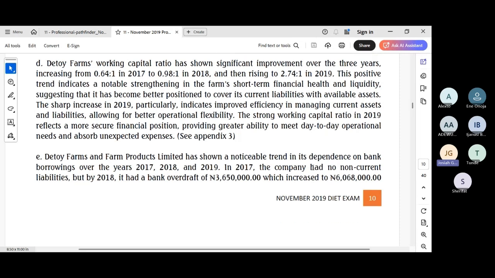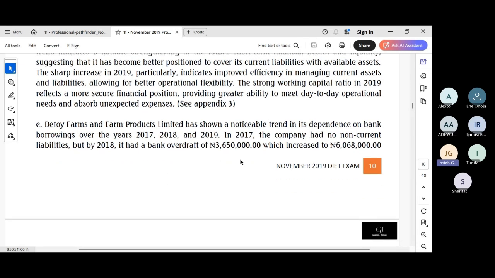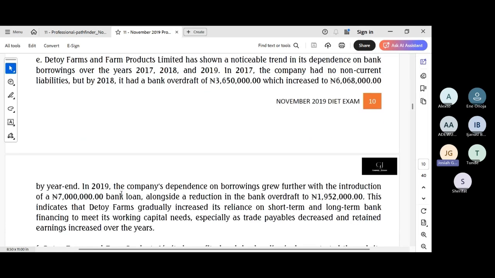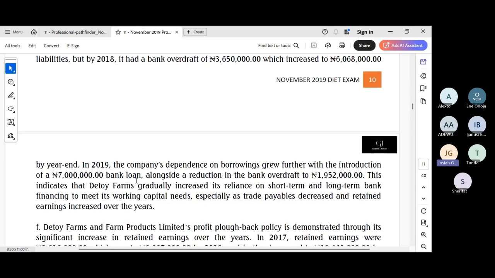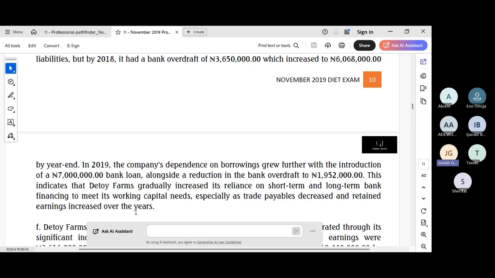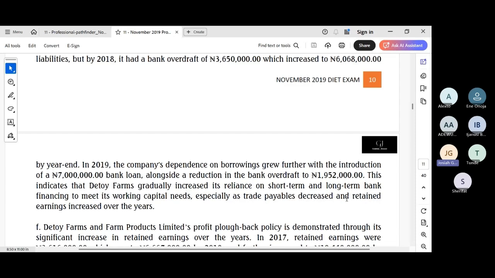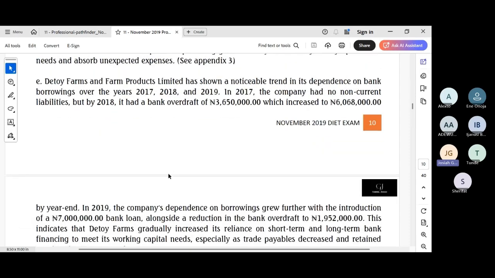And also the dependence on the bank borrowings that the requirement said we should address. So we said for the 3 years, the company had no non-current liabilities. But in 2018, it had an overdraft of 3.6, which increased to 6M. And by the end of 2019, they had a 7 million naira loan, alongside a reduction in bank overdraft of 1.9. We are saying that Detoy Farms gradually increases its reliance from short-term to long-term financing to meet its working capital needs, especially as trade payables decreased and retained earnings increased over the years. So you see, we are commenting on what he said we should do in requirement 1.